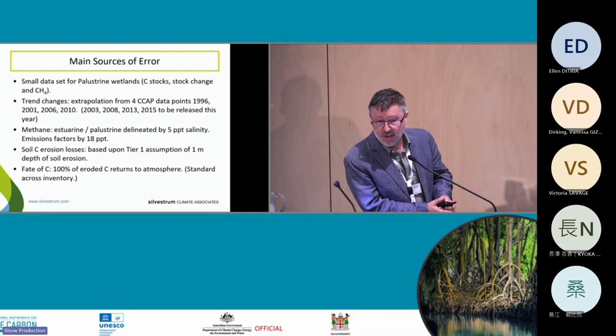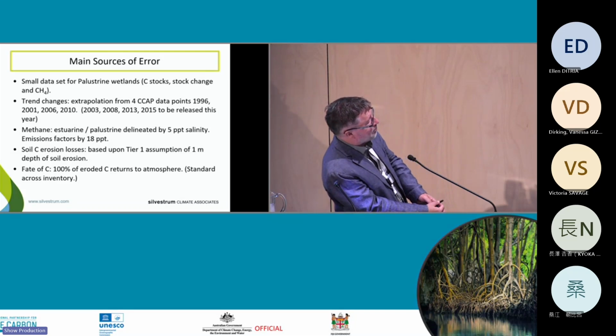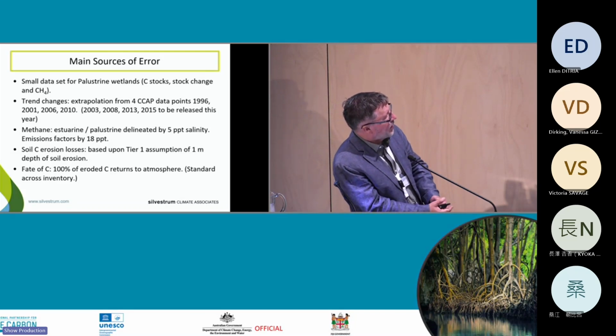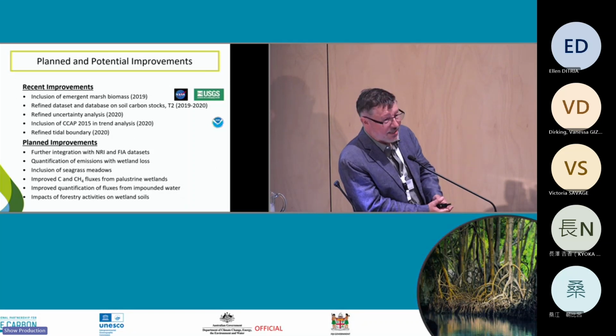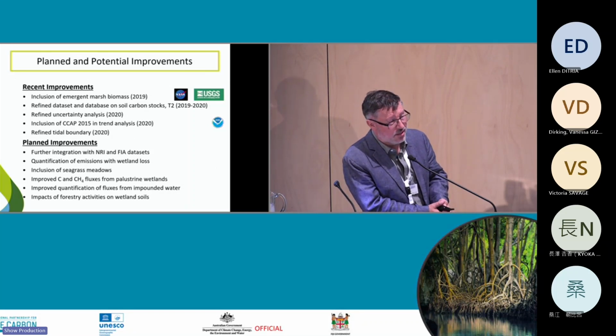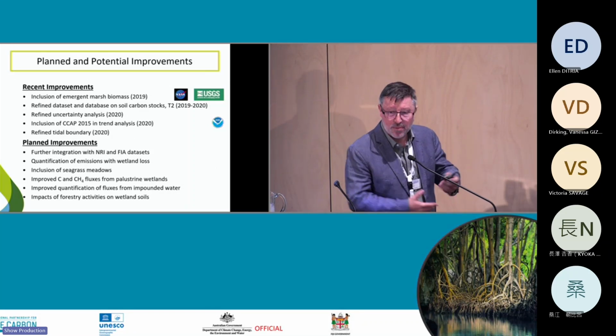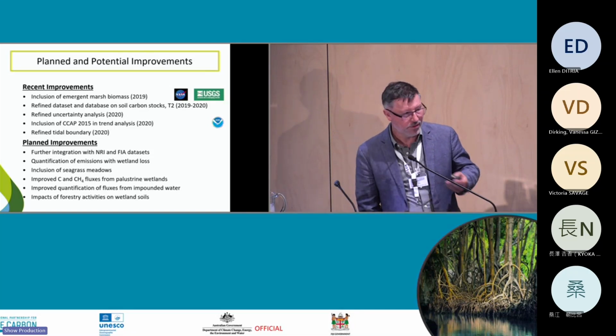Our other biggest source of error is what happens when wetlands erode, particularly in the Mississippi Delta. And we still use a Tier 1 value for the depth of wetlands impacted by that. And so that's something we're also looking to work on. And I guess that's it. Recent planned improvements are the list there, but really working on the methane emissions and the soil erosion. So we've been making progress. Each year we improve it.